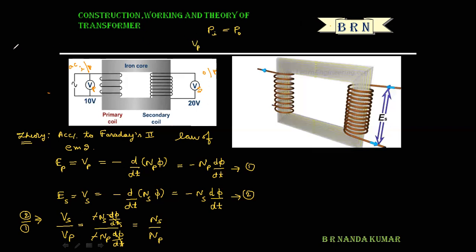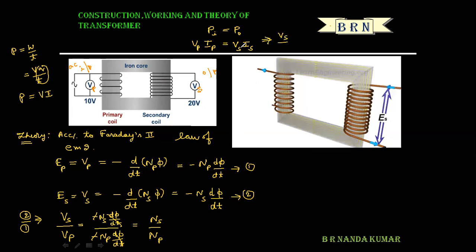Power is the rate of doing work, W by T. So work done in terms of potential, that is Vq, right? So Q by T is I. So P is equal to VI. So this is Vp Ip, and this is equal to Vs Is.